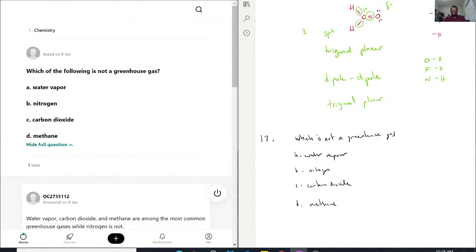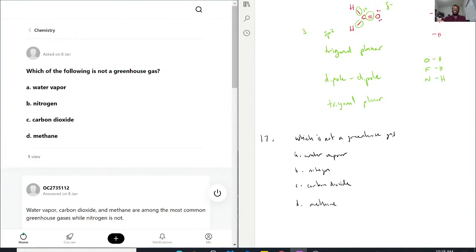Okay, so this is more of a conceptual question. We can work through this, but typically it's one of those things where you kind of have to know. But let's try to apply as much logic as we can to these four. So let's start with water vapor.